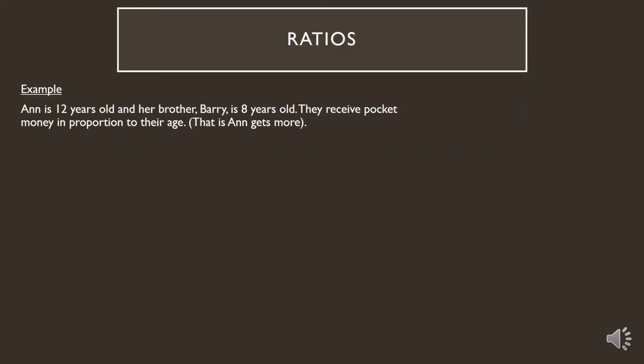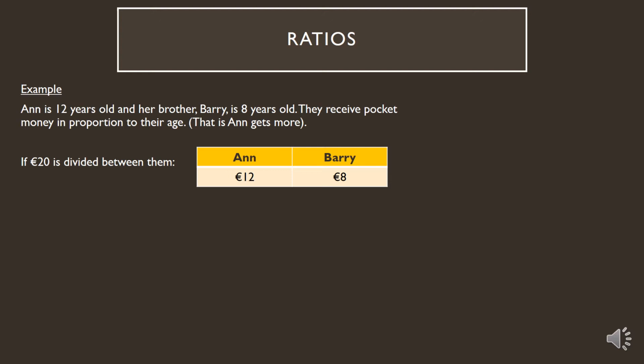Let's look at this example. Anne is 12 years old and her brother Barry is 8 years old. They receive pocket money in the proportion to their age. That is, Anne is going to get more. For example, if they get 20 euros between them, Anne will get 12 euros and Barry will get 8. 12 plus 8 making 20.